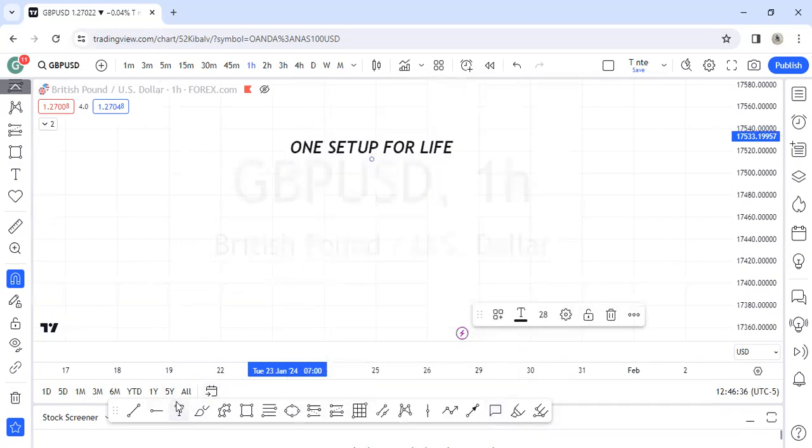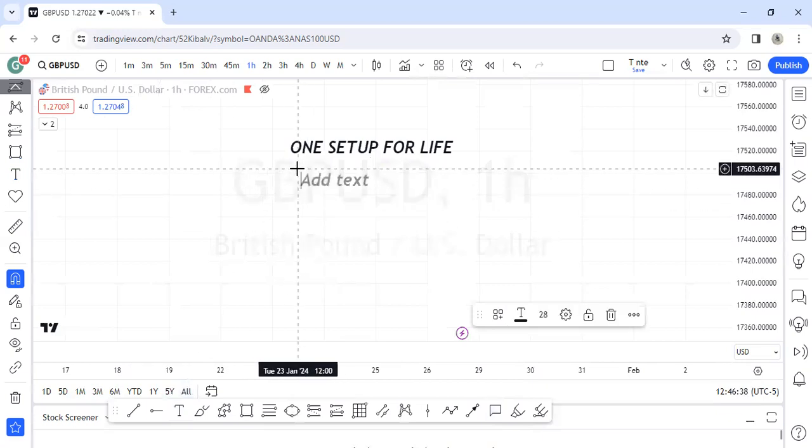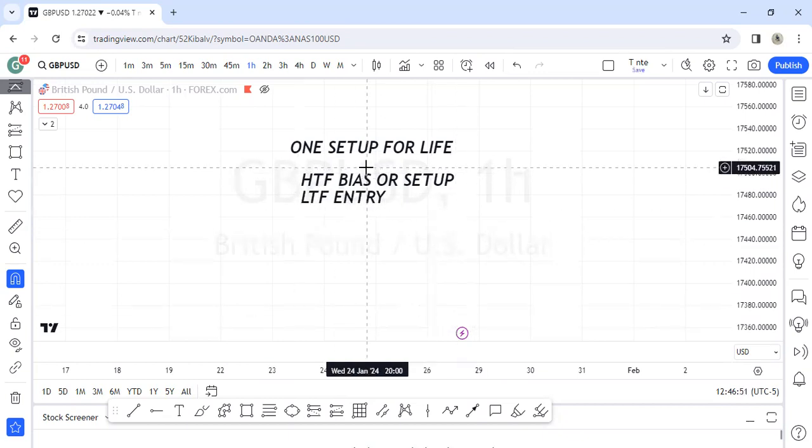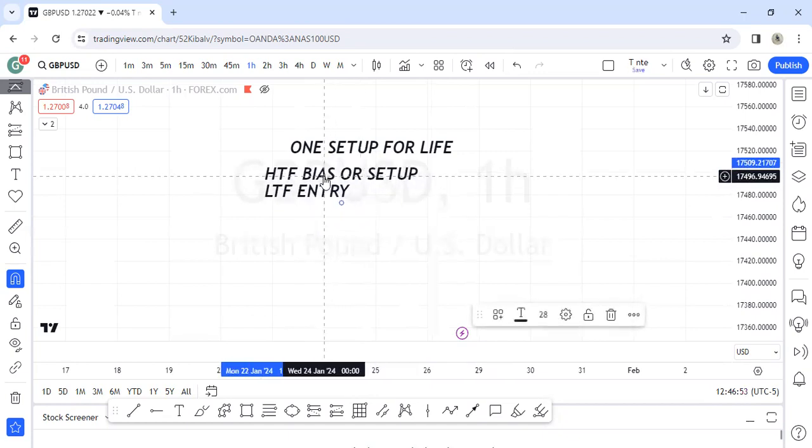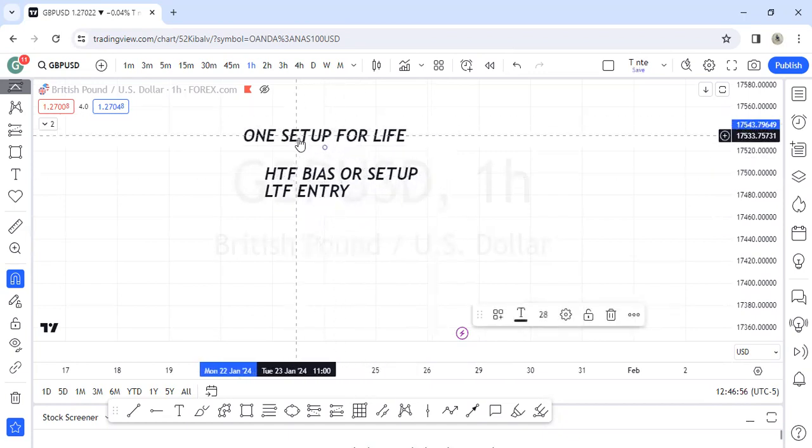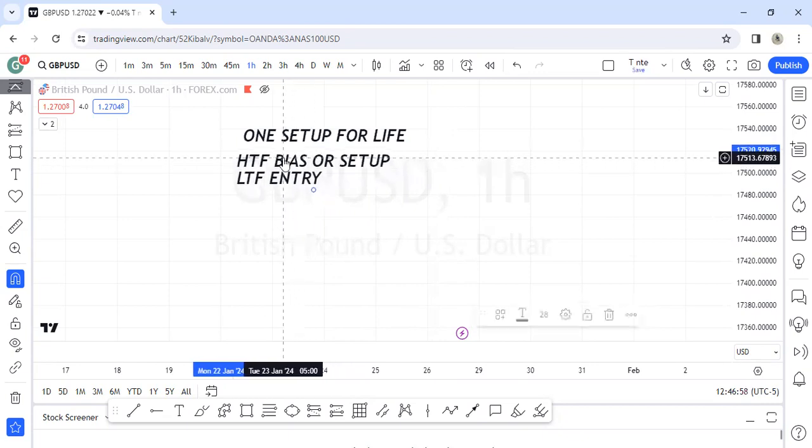So it will serve you two purposes. The first purpose is that it will serve you as a higher time frame bias or setup, and it can also serve as a lower time frame entry. So it serves two purposes. It's just one setup for life. You can use it as your higher time frame setup and your lower time frame entry, descending. Now, what is this one setup for life?